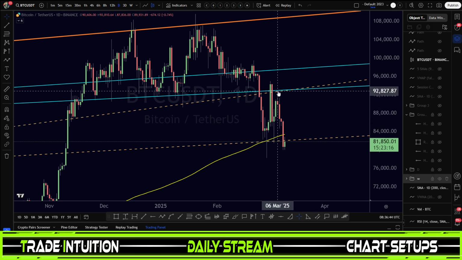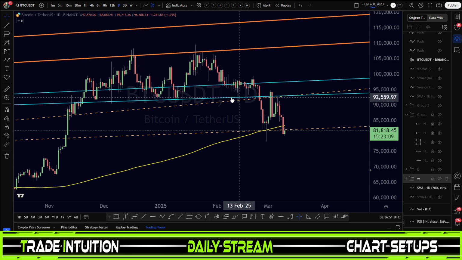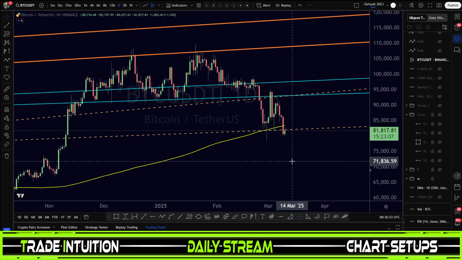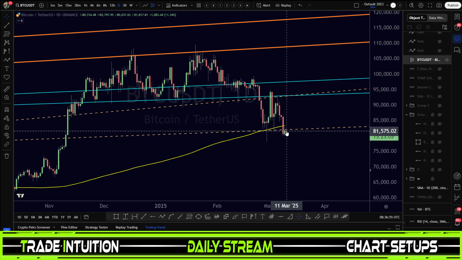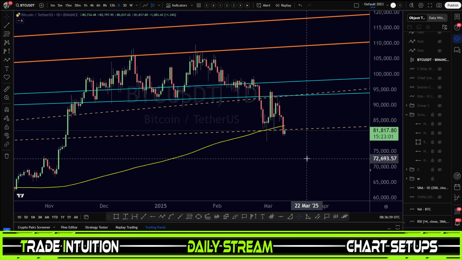Price came up here, wicked it, came back down. On the daily, this price action, I do believe it might go up before it comes down. So let's go ahead and walk you through my whole thought process.